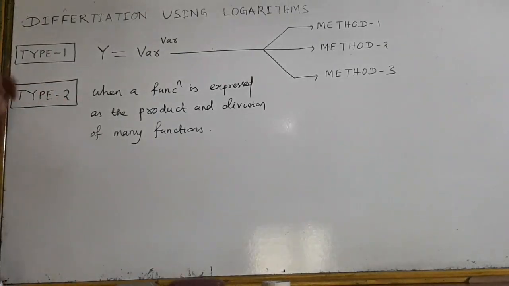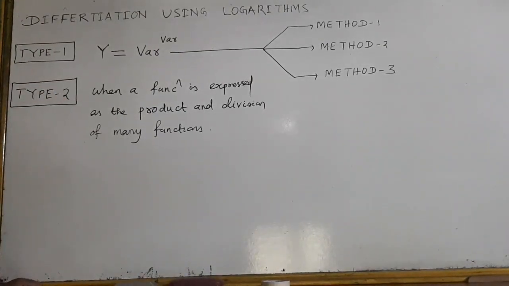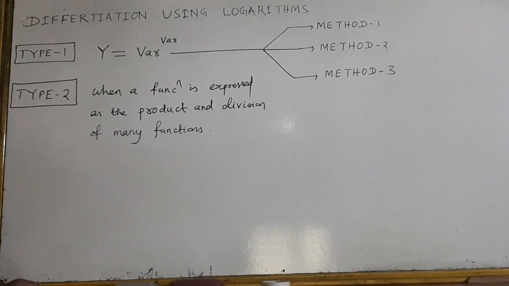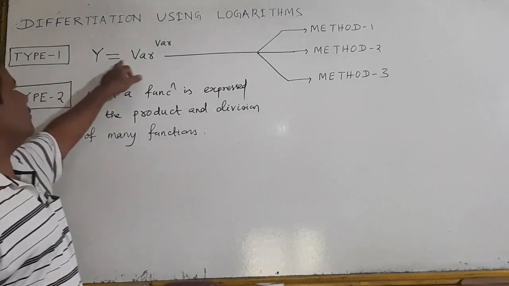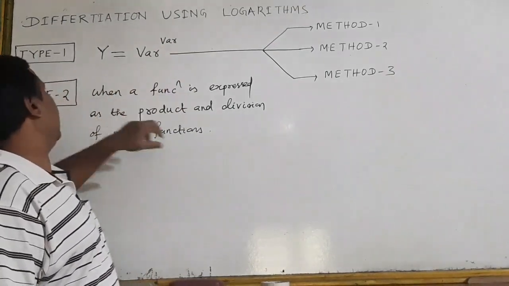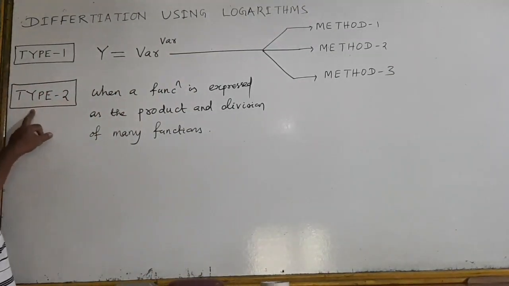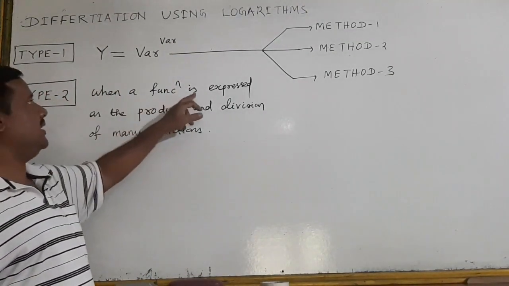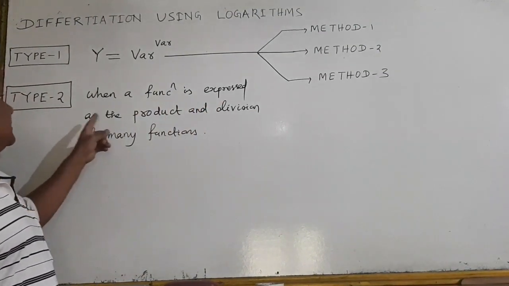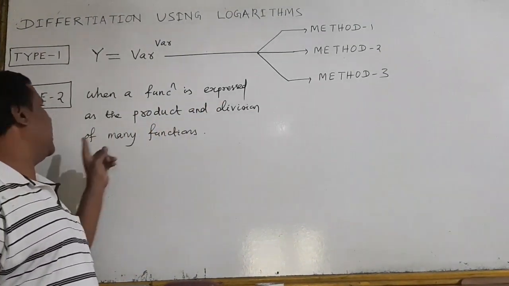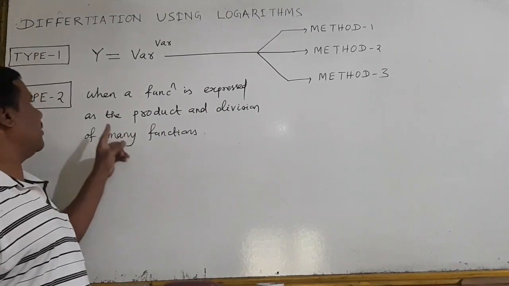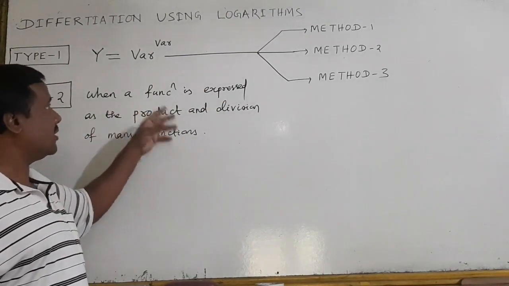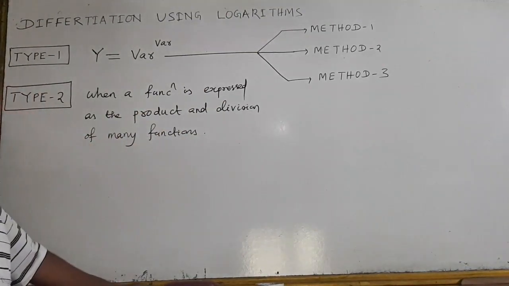In this video, we'll discuss differentiation using logarithms. There are two types. Type 1 is y is equal to variable to the power variable. Type 2 is when a function is expressed as the product or division of many functions.